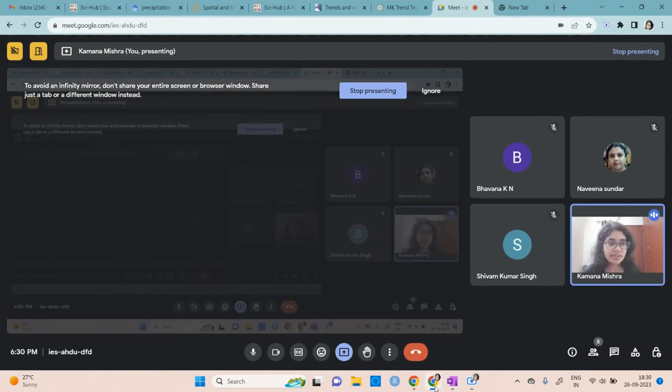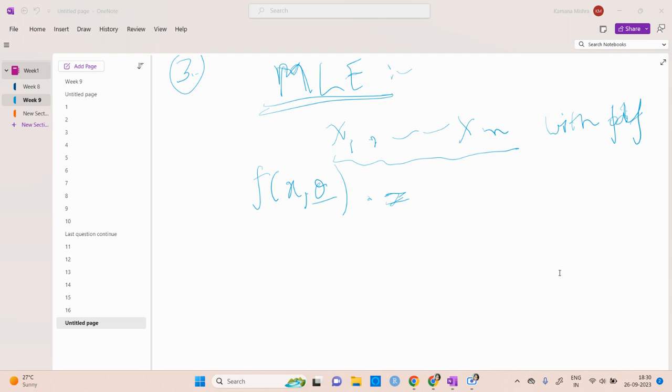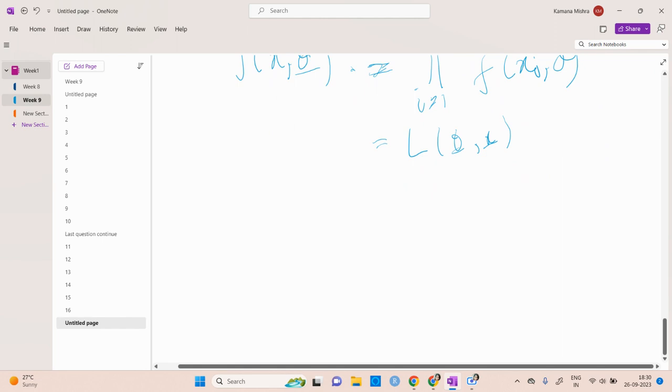Okay, so the joint density function, not distribution. The joint density function is given by the product of these density functions. So this will be the product over i, let's say i from 1 to n, f(x_i; theta). This is what we call the likelihood function L(theta; x), and then we take the log of this.